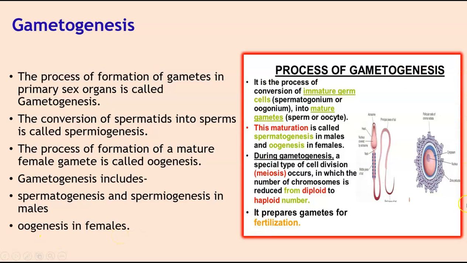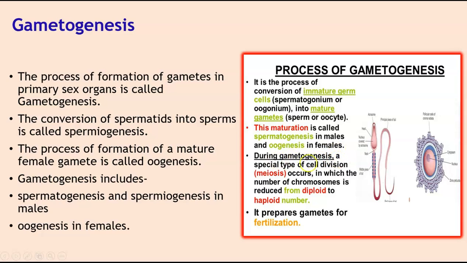Have a look at this image here. It describes the process of gametogenesis, where there is conversion of immature germ cells, that is spermatogonium or oogonium, into mature gametes, that is sperm or ovum. This maturation is called spermatogenesis in male and oogenesis in female.